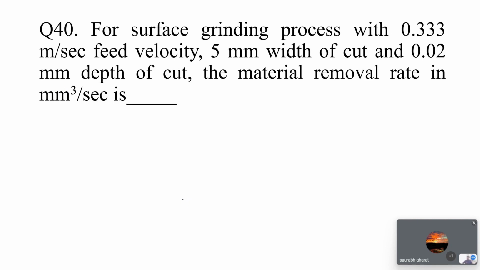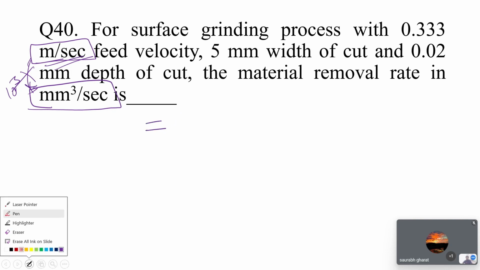Now the 40th question: for a surface grinding process with 0.333. Right now it is in meter per second. So this time you don't need the time conversion. You need to convert by 10 raised to 3 into millimeters, but the time conversion is not required, so we don't divide by 60. So what is your MRR again? You need to find out your MRR.